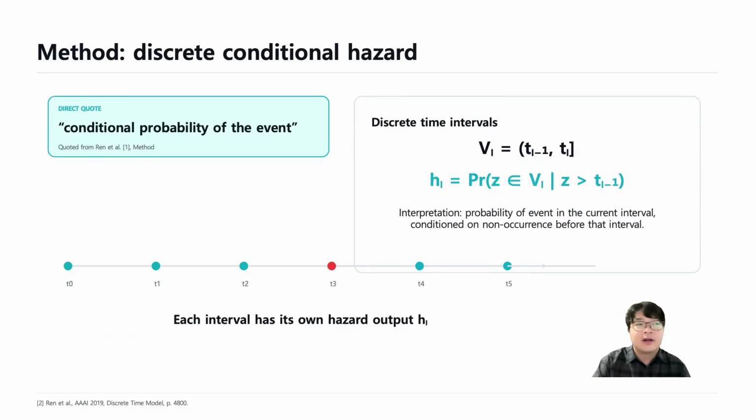For example, if a user has not churned until day 1, the model predicts the probability of churn during day 2. If the user has not churned until day 2, the model predicts the probability of churn during day 3. This conditional structure is very important because survival analysis is inherently sequential. The event probability at the current time depends on the fact that the event has not happened before.